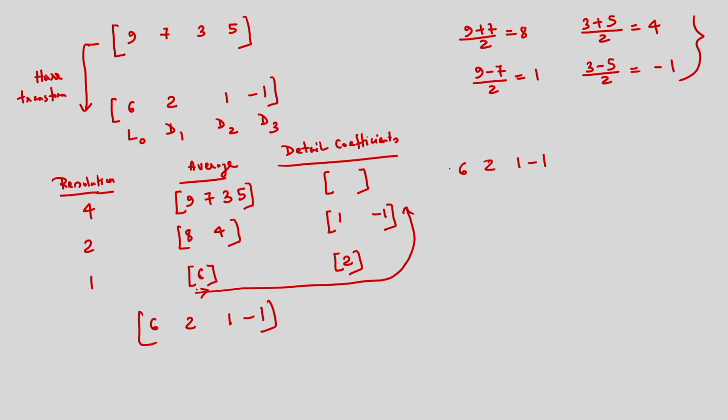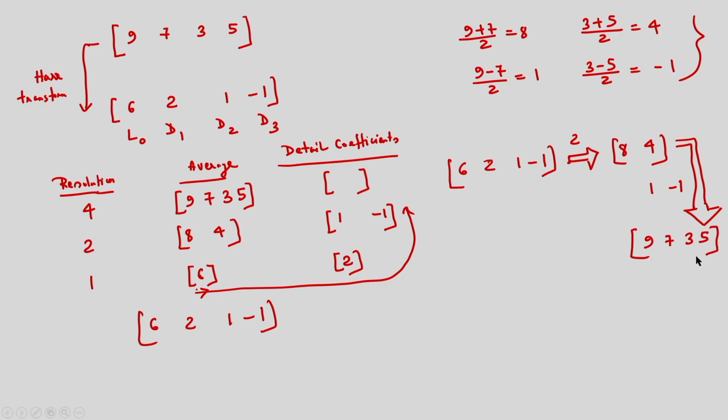This is my coefficients. So how to reconstruct? So I have to consider the detailed information. The detailed information is 2. So if I consider the detailed information 2, I can reconstruct 8 and 4. After this, if I consider detailed information, suppose 1, another information is 1 and minus 1, so I can reconstruct the signal. The signal is 9735. So the signal is reconstructed 9735. So this is the reconstruction procedure.